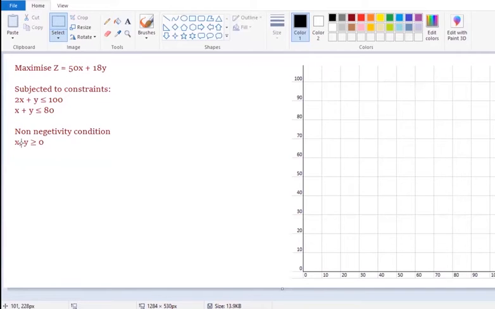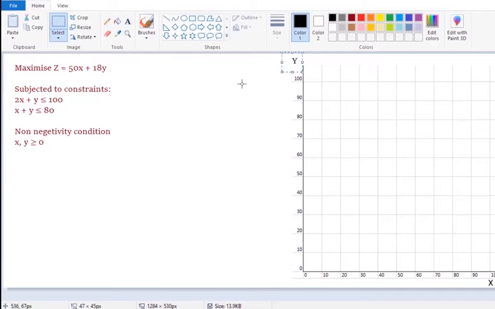Since we have x and y greater than or equal to 0, we need to use a graph sheet for solving this problem. The graph sheet will have the normal x-axis and y-axis. So this is the y-axis and this is the x-axis.